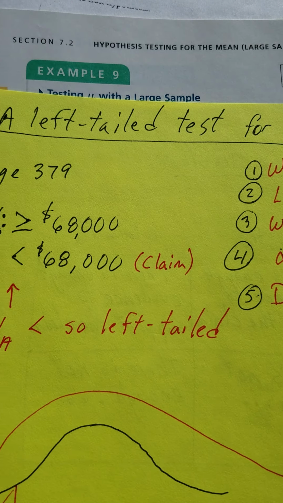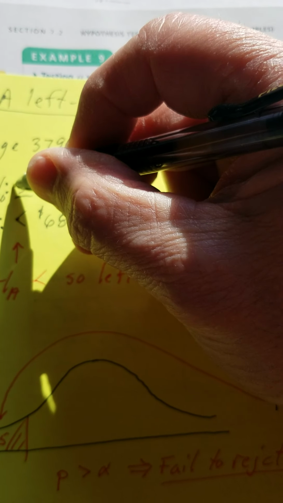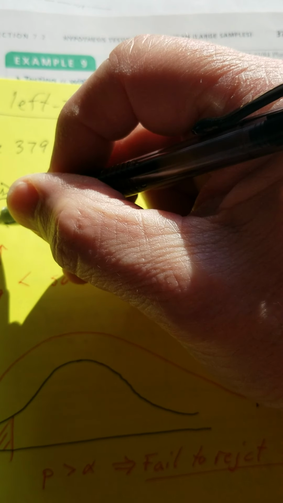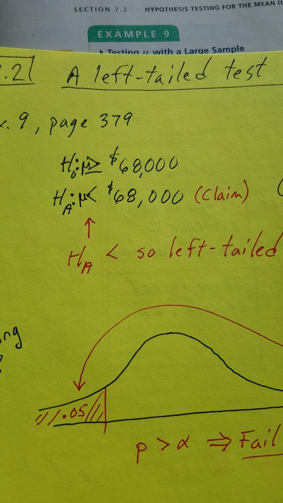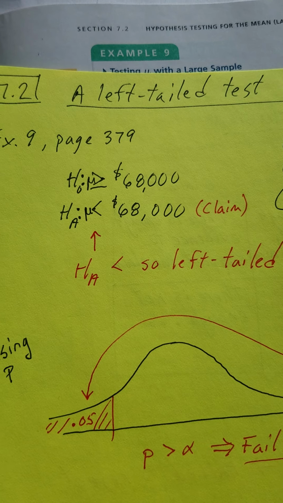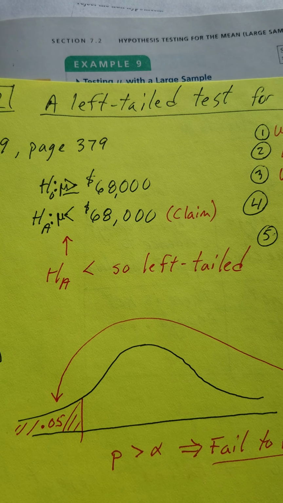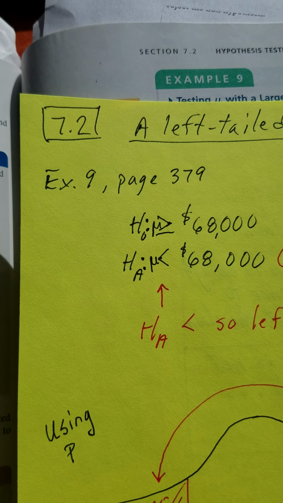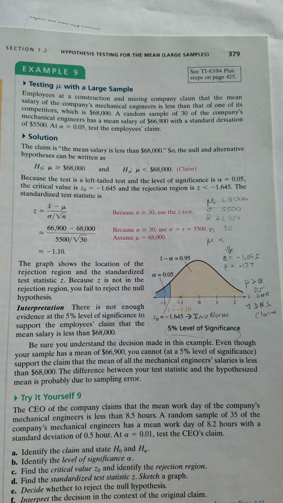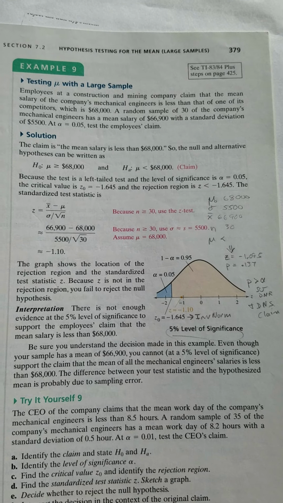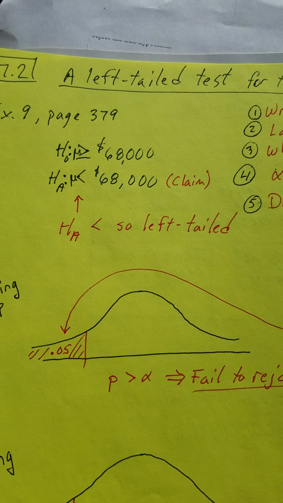But anyways, there's the hypothesis, and I forgot to put in mu. Sorry about that. So mu would be here. Mu is just for mean. So null is the mean is greater than or equal to 68,000. The alternative is that it's less than. Now, this is example 9 on page 379. So there's a lot there. I'll leave it to you to go and be looking at that problem, see how to work through it. But I've tried to simplify it here.